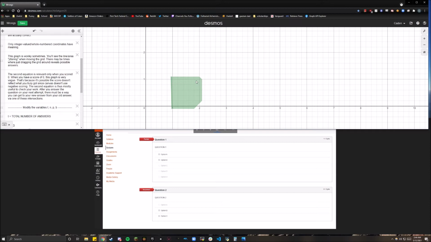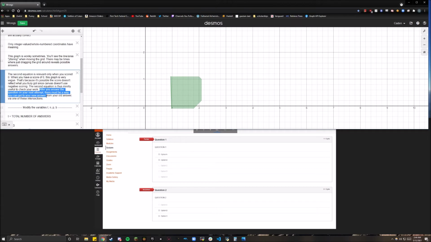But what you can do is that the correct answer, if you transform this current attempt via one of these coordinates, the correct answer can be found via one of these coordinates. So I have it written down here. After you answer the question in your next attempt, there must be a way you can get to your new answer from your old answer via one of these intersections.